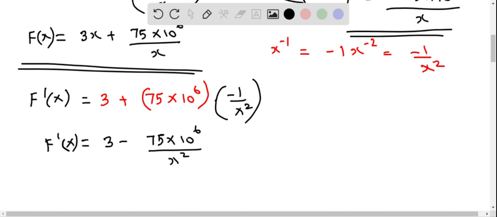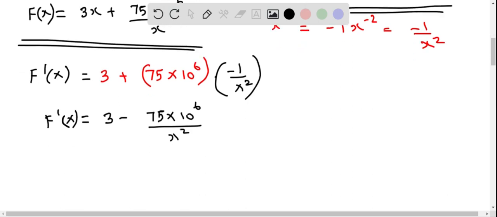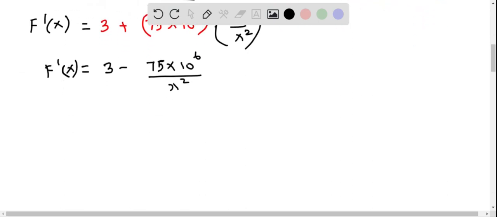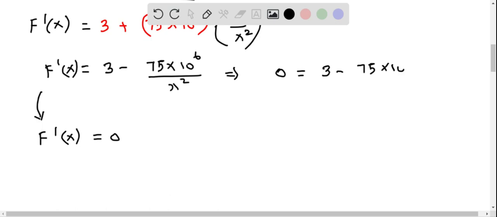We will now apply the calculus first and second derivative test to determine the cost so that the cost of fencing will be minimum. So for that we need to find the critical numbers. Remember that a critical number is obtained when the first derivative equals 0. So we have to set this equal to 0, and this means 0 equals 3 minus 75 times 10 power 6 divided by x squared.